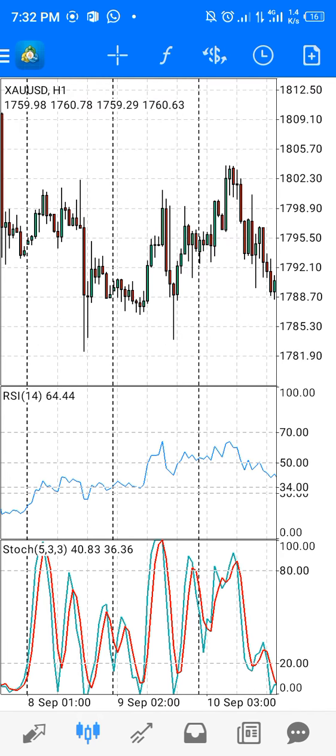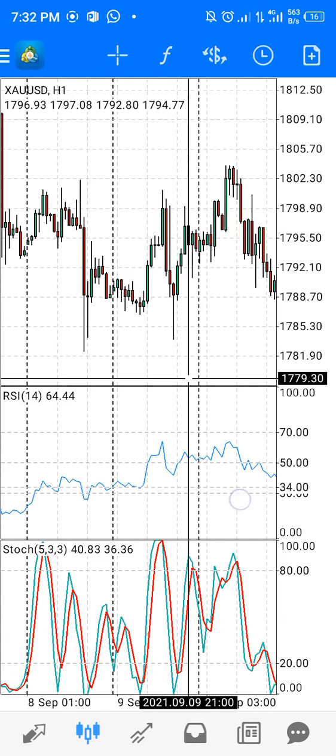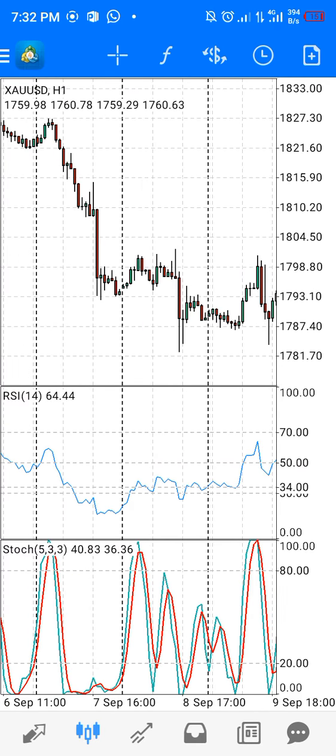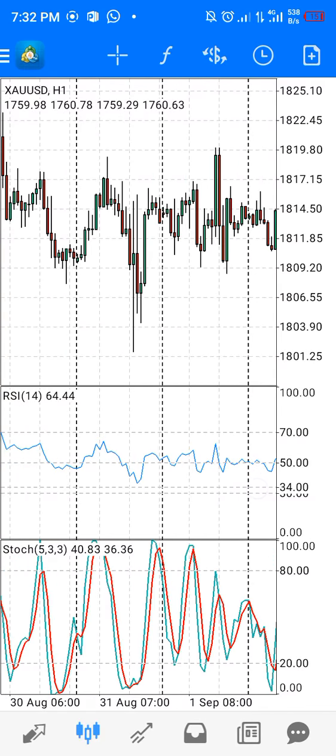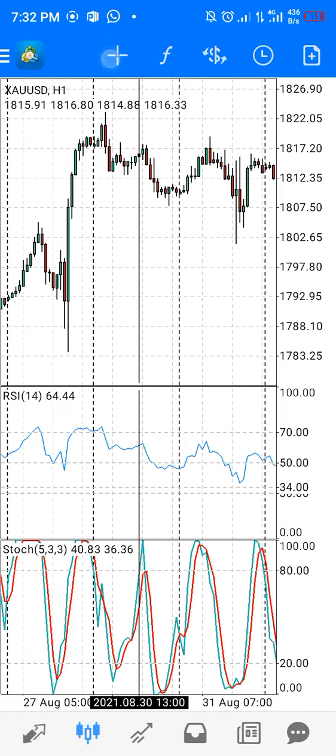Okay, let's check this. This is the 50 level. There was no entry there. Let's keep checking. Okay, let's check here.